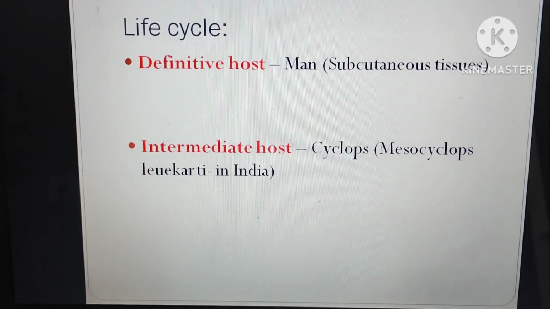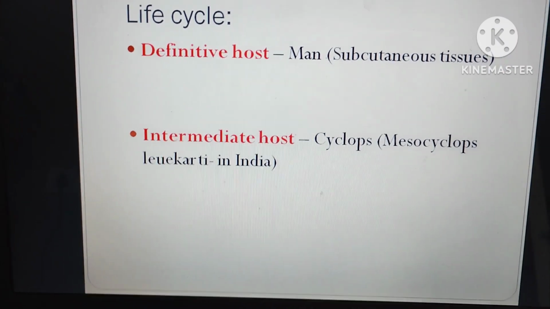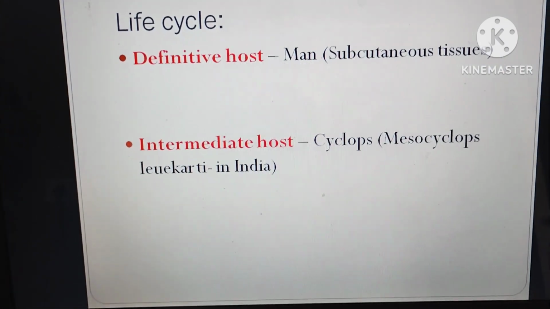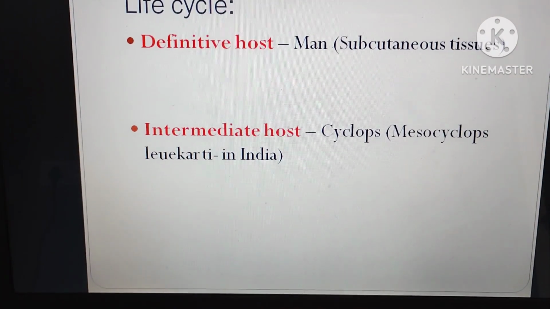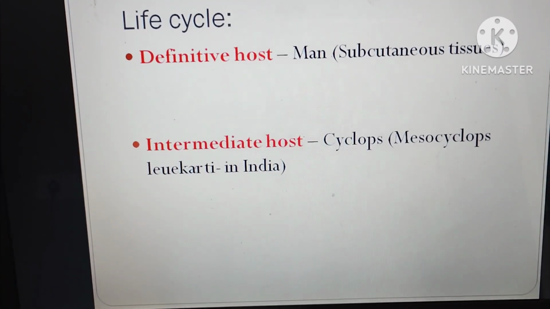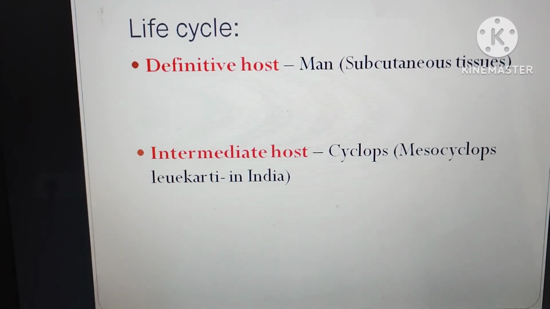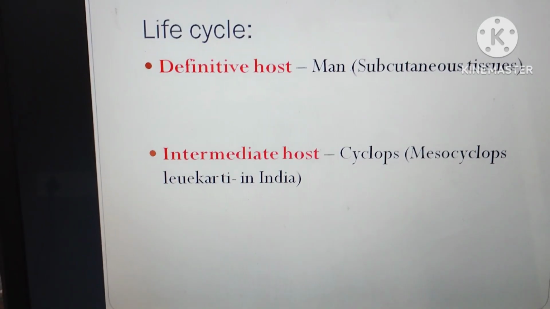Coming to the life cycle, definitive host is man, intermediate host is cyclops. The specific species is Mesocyclops leuckarti, which is present in India, but the disease is now eradicated all over the world. The eradication was very easy because of 3 points.